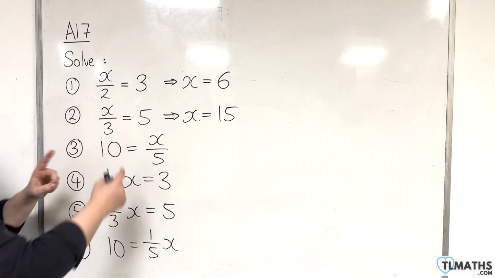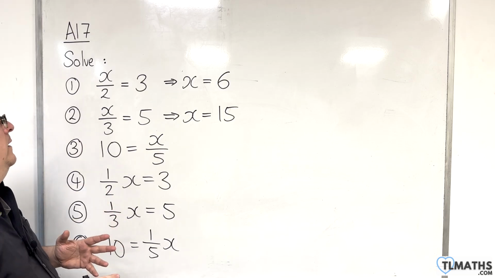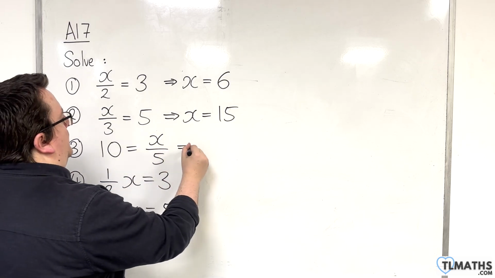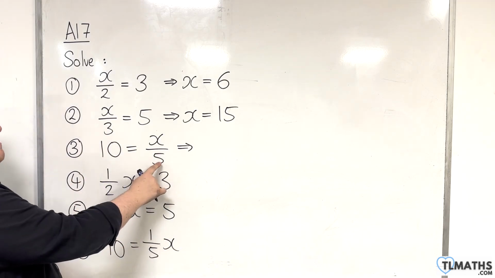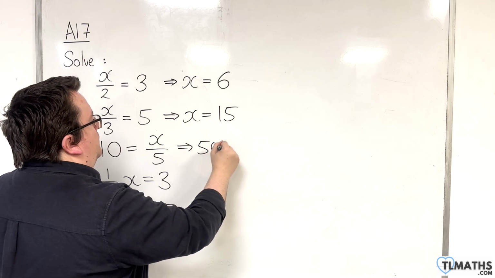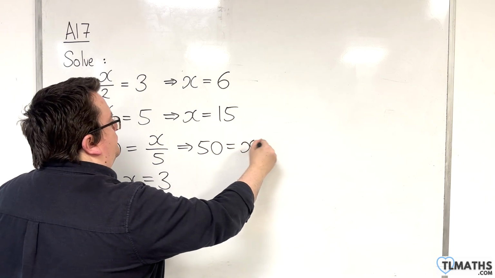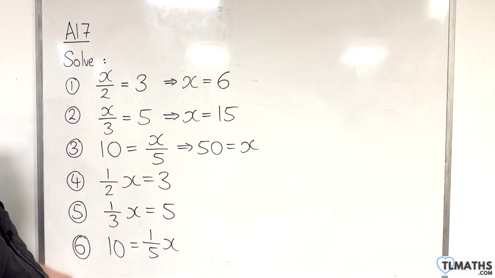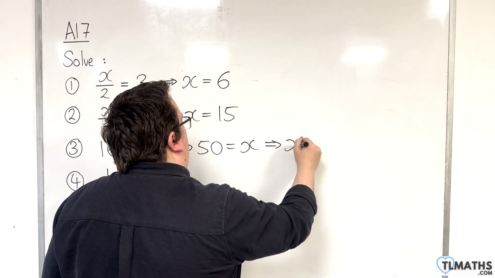Now for number 3, we've got the x on the other side of the equation, but don't worry, that's fine. Okay, we'll do exactly the same process. We're dividing x by 5, so we're going to multiply both sides by 5. 10 times 5 is 50, and we multiply this by 5 and we get x. And I prefer to have x equals, so we'll write that as x equals 50.